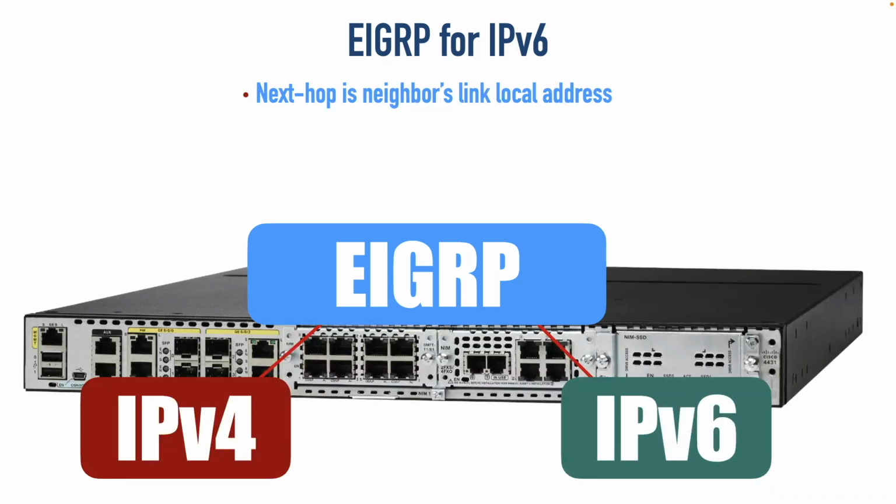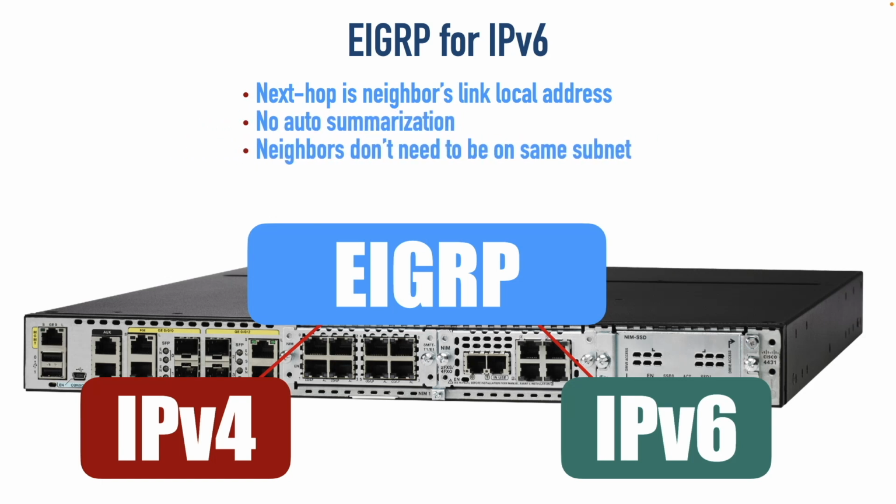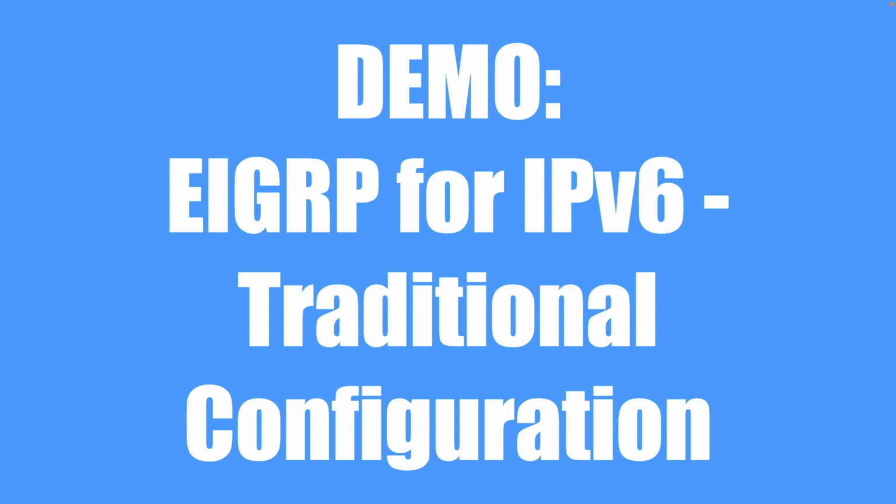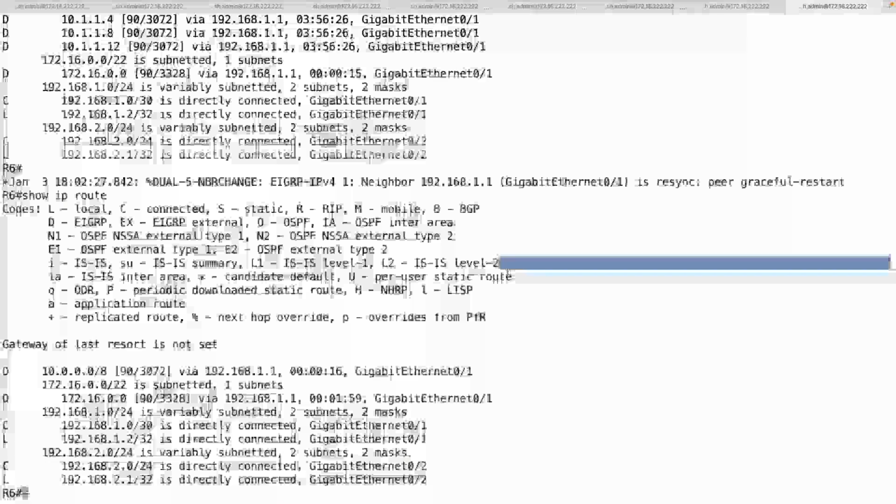With IP version 6, we're going to be using the link local addresses on those links. Our neighbor is going to be known by their link local address. There's not going to be the auto summarization that we talked about that IP version 4 has. And unlike IP version 4, the neighbors don't necessarily have to be on the same link, the same network segment. And we've already mentioned earlier in the course that we're going to be sending updates to the multicast address of FF02::A.